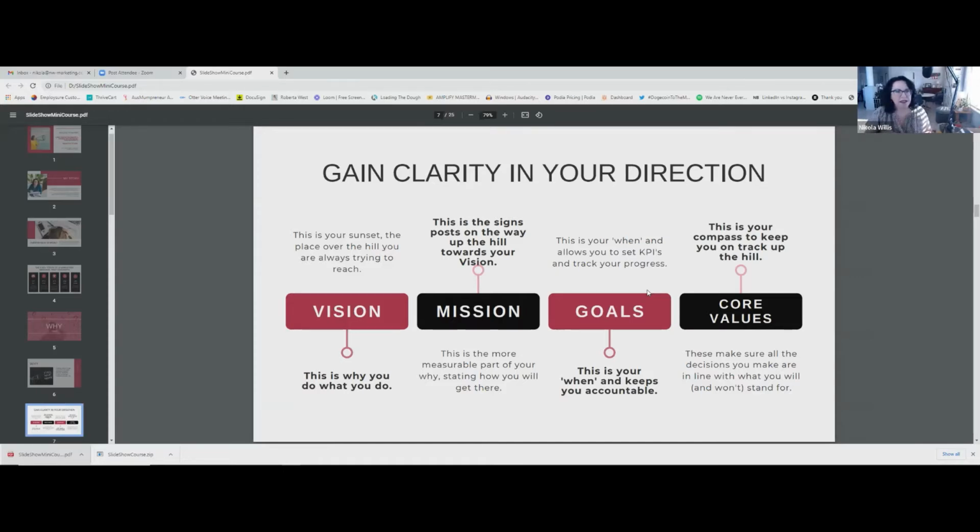So it's something that will allow you to keep on track, because a mission is something you will place more or less up on your wall in your office, and your staff and you will see this every day. And you will know this is what's going to help you get closer to your vision. It's the measurable part of your why, stating how you're going to get there. And we'll go through that in a minute. A mission is a 10-year goal. So my mission is to reduce overwhelm and bring clarity to every small business owner in Australia.